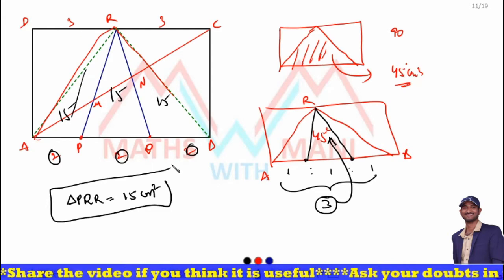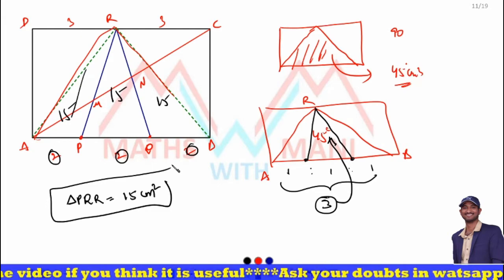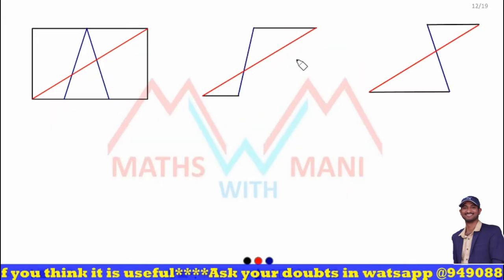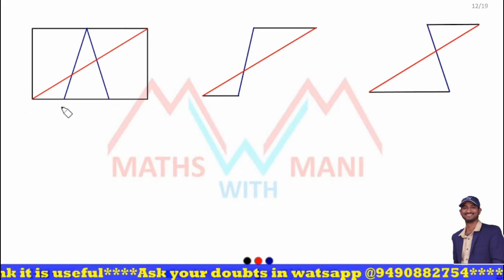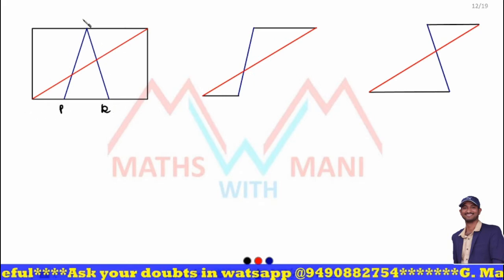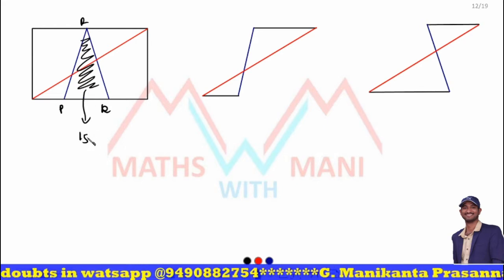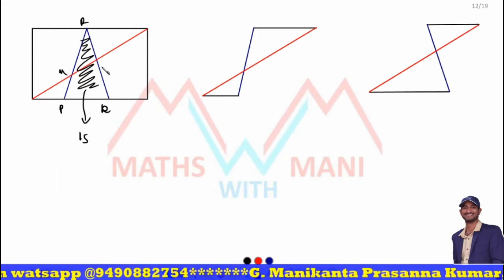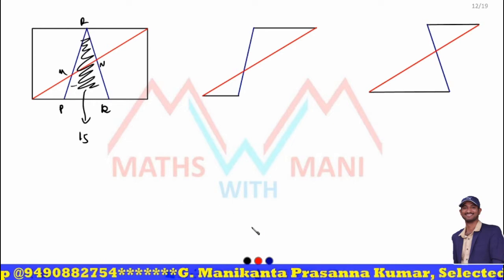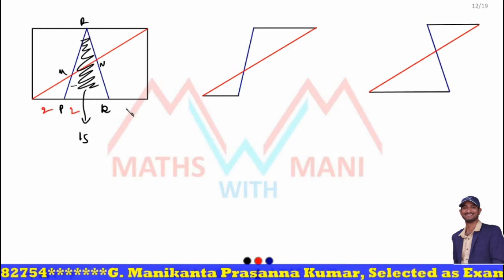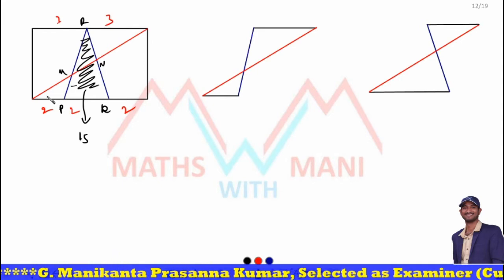Now I'll go to the next step. That is important. What is that? So look here, this is P, this is Q, this is R. The total area of this triangle is 15. Yes. You have to find out PQNM. Yes, it is 2, 2, 2, 3, 3.